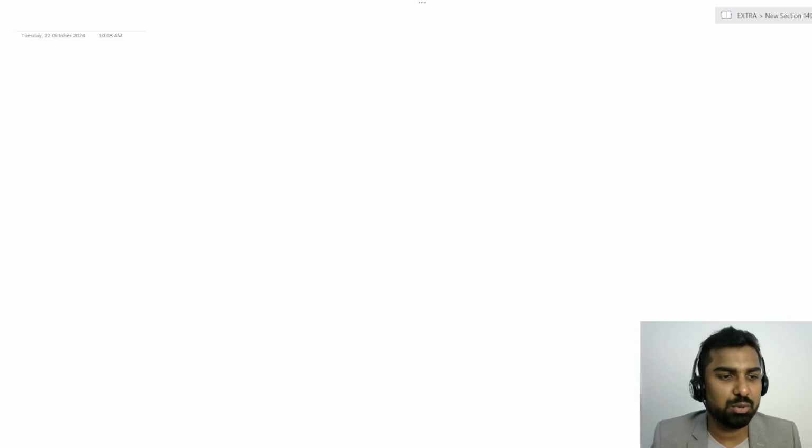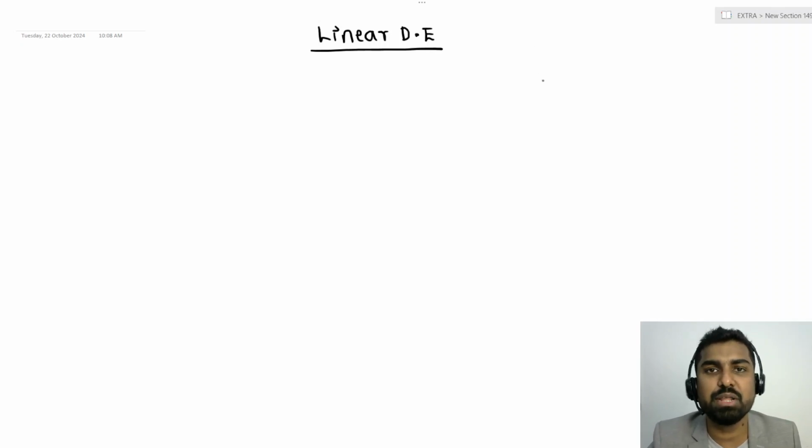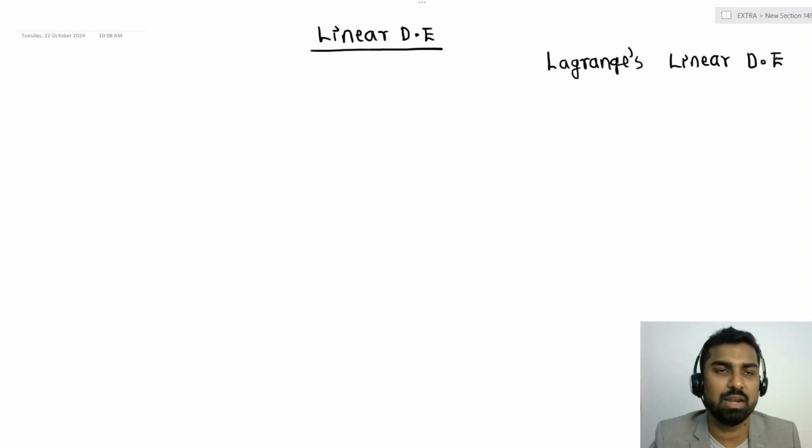So today we are going to explain one very important topic in your upcoming JEE exam as well as your CBSE board exam, that is linear differential equation. Linear differential equation is basically introduced by the very famous mathematician Lagrange, so this differential equation is also named Lagrange's linear differential equation. Let me explain the concept first.